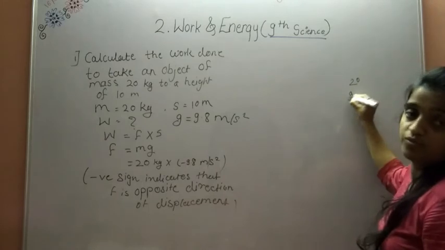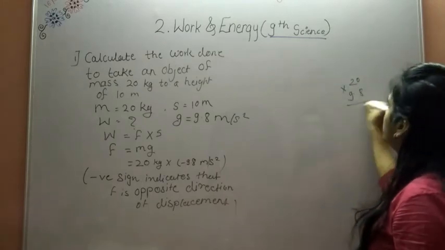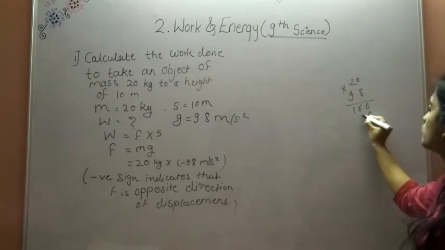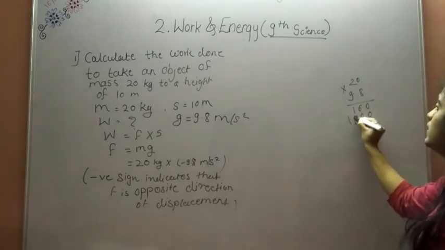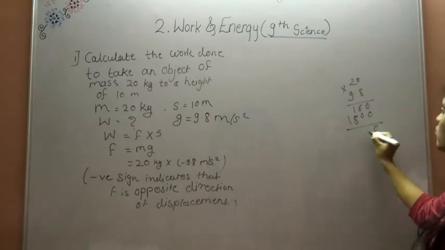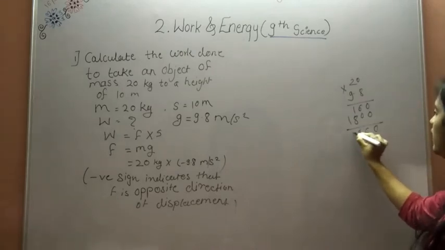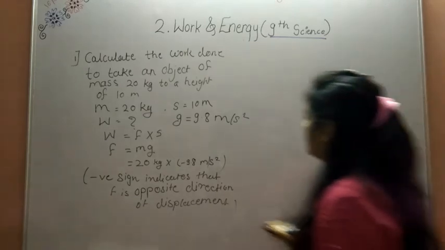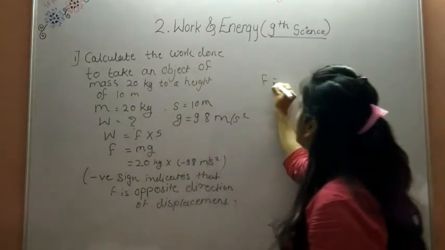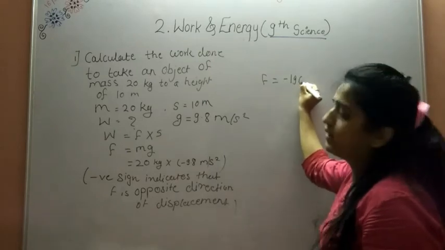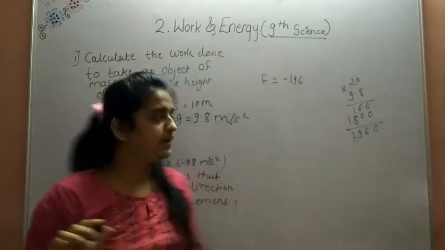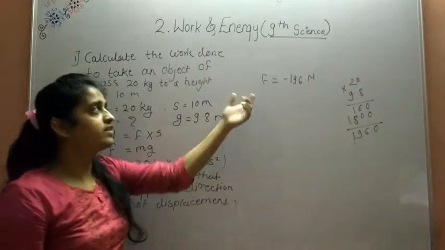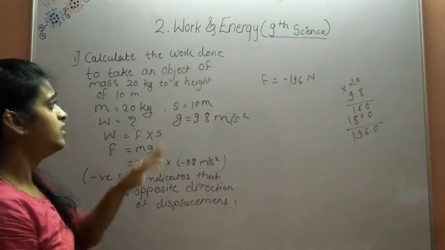Multiplication: 8 0's are 0, 8 2's are 16. Next, 9 0's are 0, 9 2's are 18. So we get 0, 6, 1 plus 8 is 9, and 196, with the decimal point one place. So F is equal to minus 196, and the force unit is Newton. So we get a force equal to minus 196 Newton.